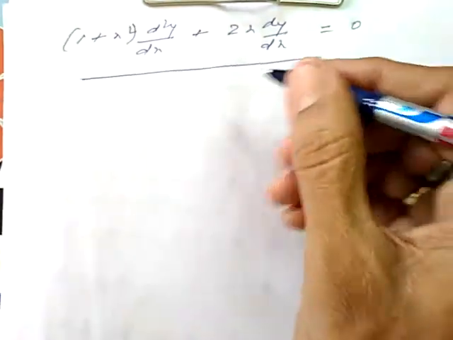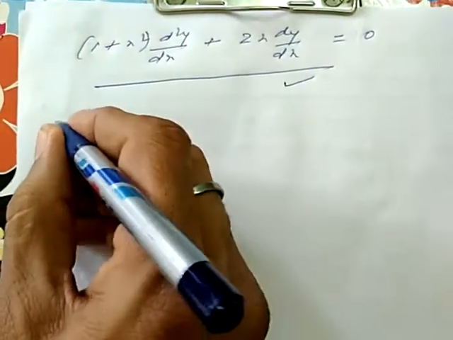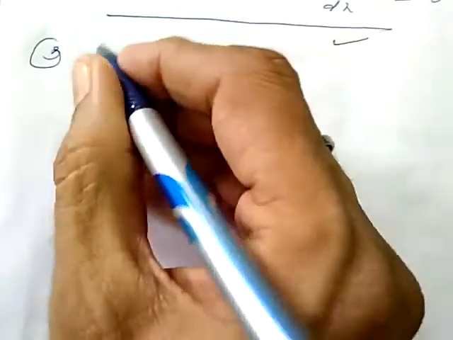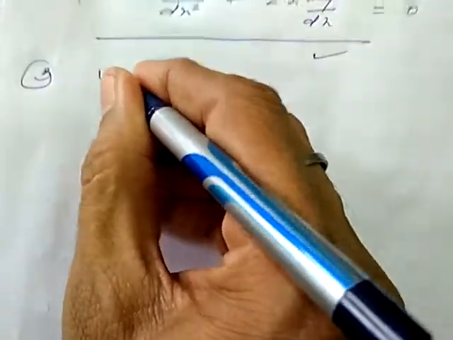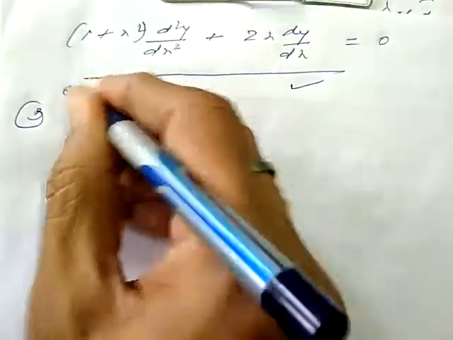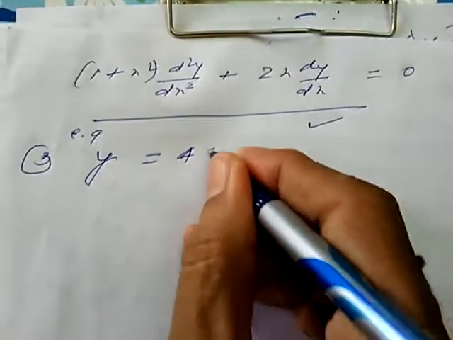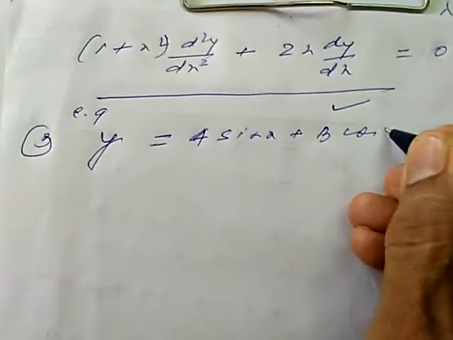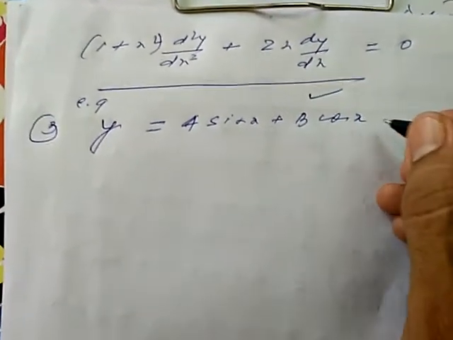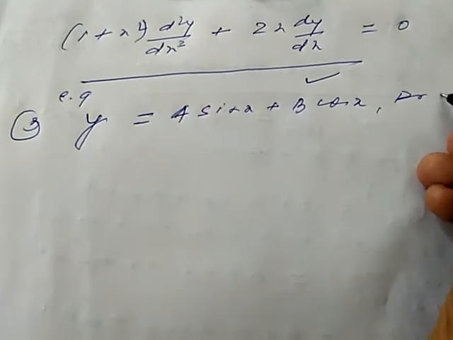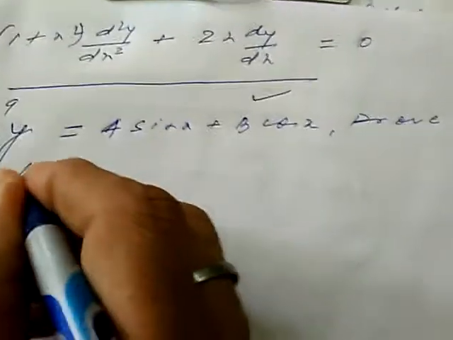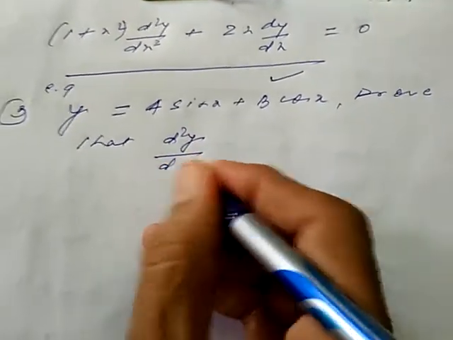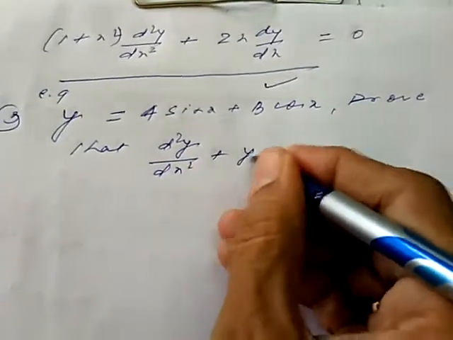So we'll have a few more examples. Now I am taking the third example. Let y is equal to a sin x plus b cos x. Now we want to go further. We have to prove that d2y upon dx square plus y is equal to 0.